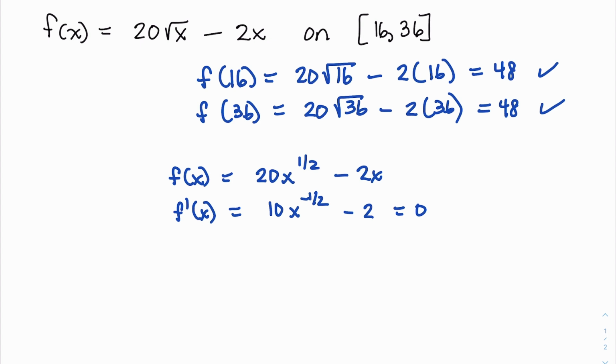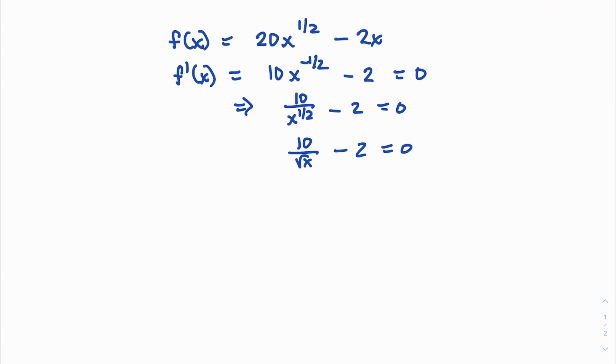Now before I get to solving, I'm going to rewrite x to the negative 1/2 in a more familiar form, which means I'm going to write this as 10 over x to the 1/2 minus 2 equals 0, which means 10 over square root x minus 2 equals 0. So then to solve this, I'm going to add 2 to both sides, and then multiply both sides by the square root of x, and then divide both sides by 2 to isolate the square root of x to one side. And then finally, we're going to square both sides.